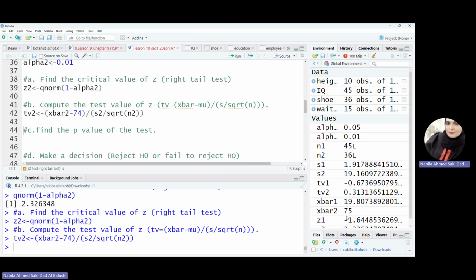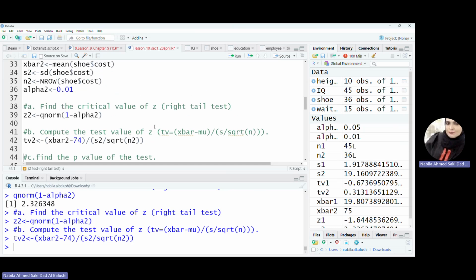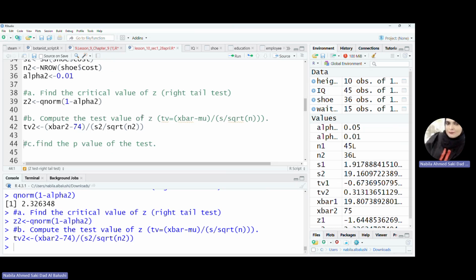So what we have to conclude: the critical value is 2.33 and the test value is 0.313. As you just draw the curve, you will see that the test value is in the non-critical region. So again, you fail to reject H naught.